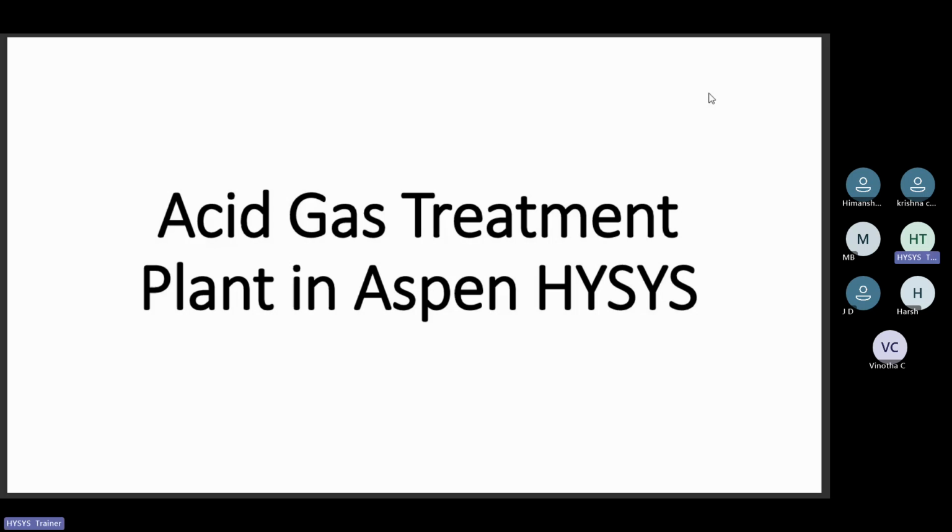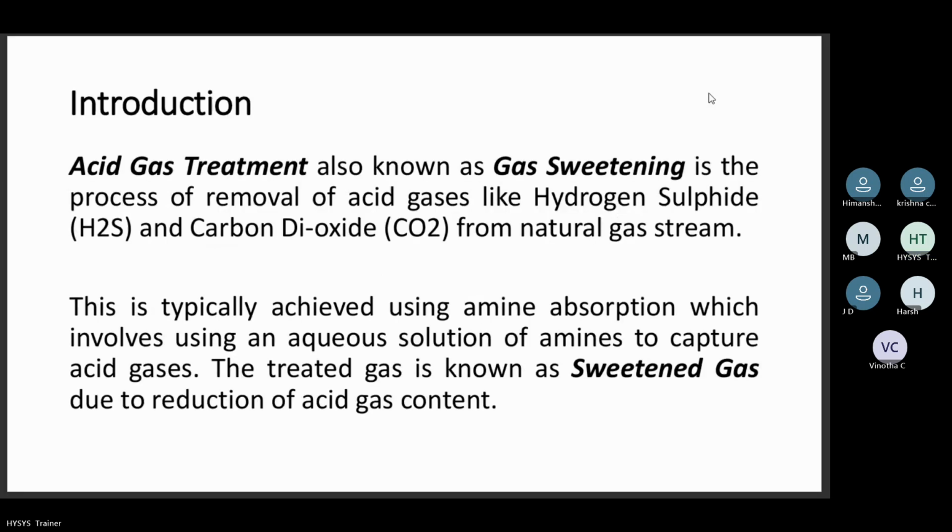Also, we will have one more session on compressor modeling. That part will also be there in some of the Aspen HYSYS certification examinations. So we request you don't miss that part as well. So let's start with today's session.